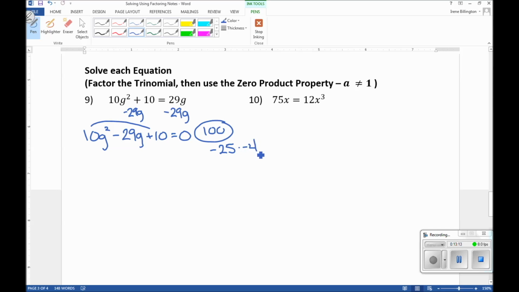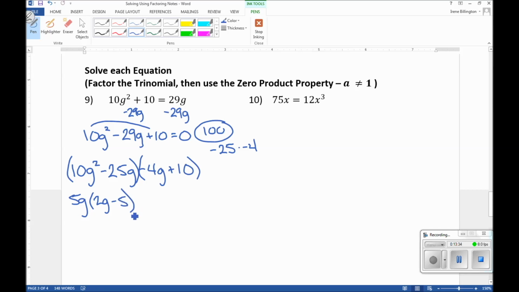So we're going to use our AC grouping factoring method here. So I've got 10g squared minus 25g minus 4g plus 10. Group the first two terms, group the last two terms. GCF of my first group is 5g, and when I divide by 5g, I have 2g minus 5 remaining. The GCF of my second grouping would be a negative 2. Divide by negative 2 leaves me with 2g minus 5. So my factored form would be 2g minus 5 and 5g minus 2. And that whole equation, of course, equals 0.